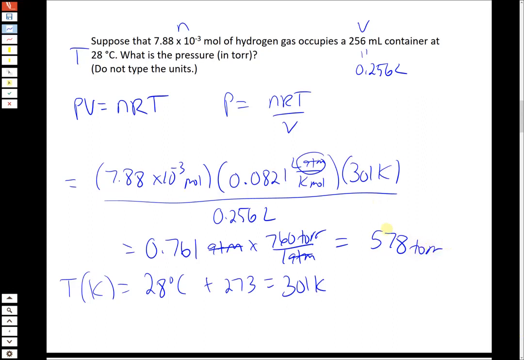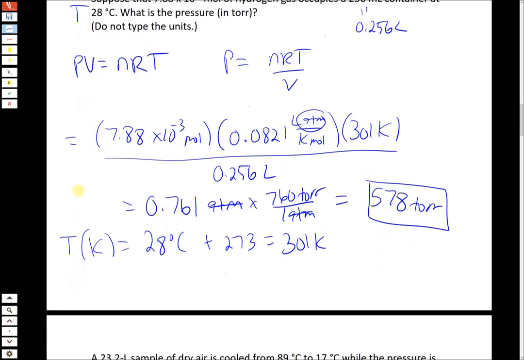as our pressure. Alright, so there were a few unit conversions here. We had to take temperature into Kelvin, volume into liters, and then once we got our pressure, we had to do one more conversion to get it into torr. So this is again a type of problem where we're just using PV equals nRT and solving for whichever of those parameters is unknown.